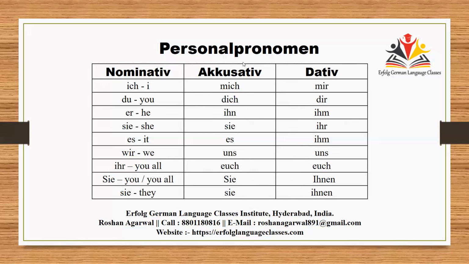I repeat one more time. Personal pronomen im Dativ: mir, dir, ihm, ihr, ihm, uns, euch, Ihnen, ihnen.